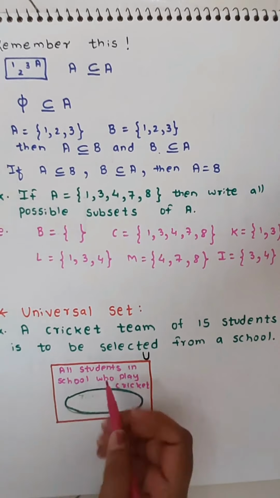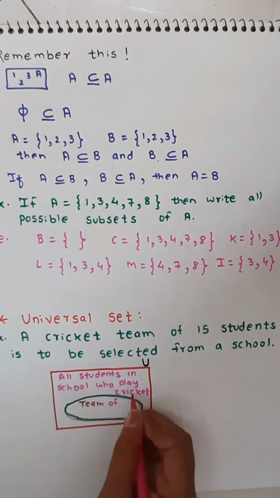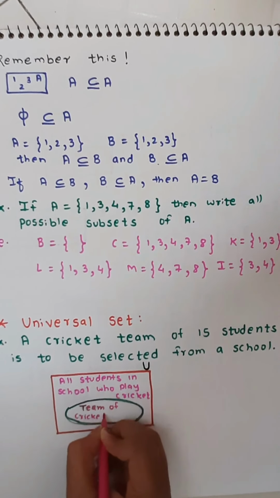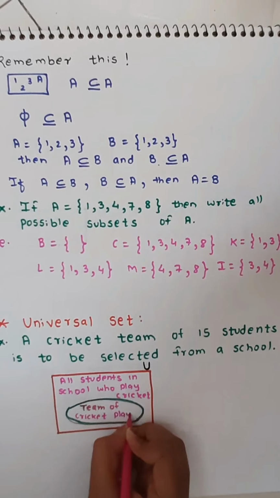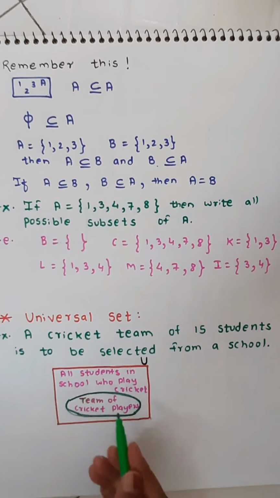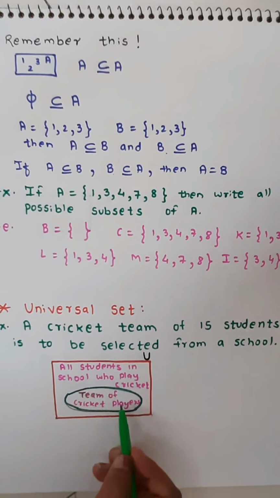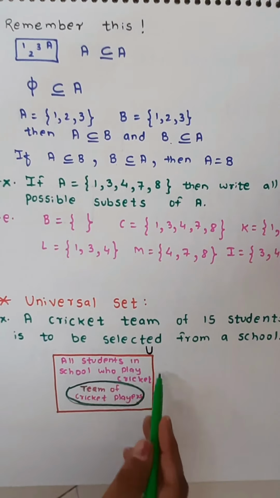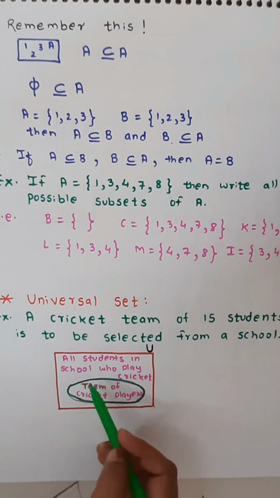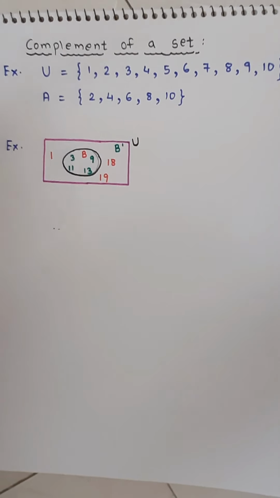Team of cricket players. So all those cricket players, only 15 students, form a smaller set, and the rectangle actually stands for the universal set, which includes all the students who are playing cricket. Okay, complement of a set.